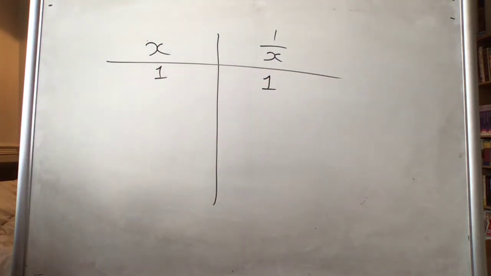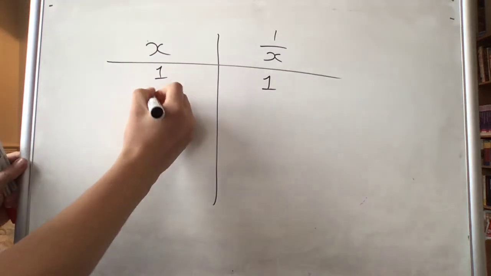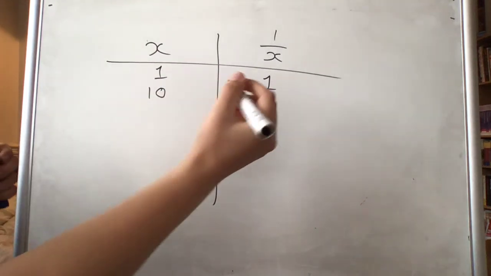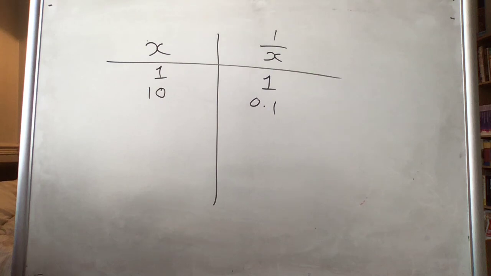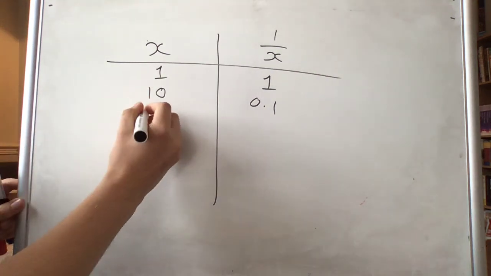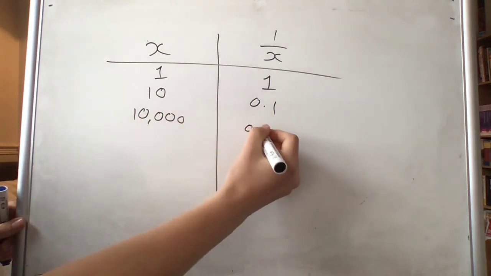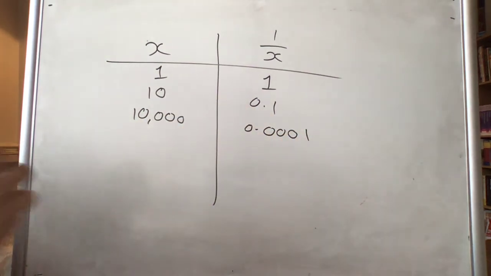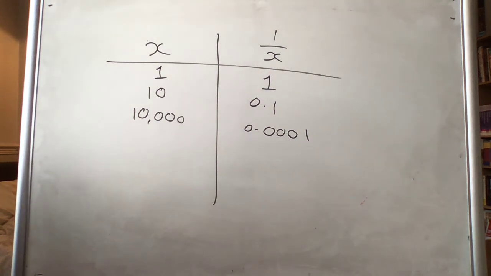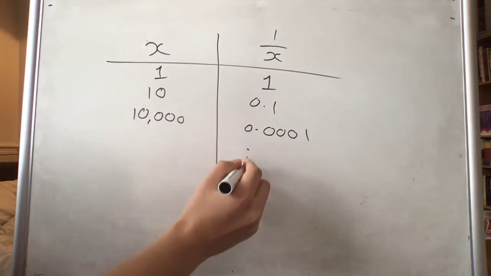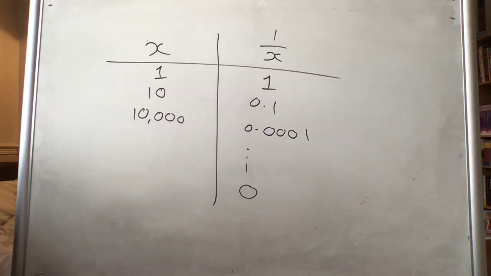1 divided by 1 gives us 1, okay? That's not particularly close to infinity, but let's say we put 10 into the calculator, we're going to get 0.1. If we put in 10,000, so a substantially larger number, we're going to get 0.0001. And we can see then that as x is getting larger, 1 over x is getting closer and closer towards 0. So 1 over x tends towards 0, okay? It's sort of going towards that direction.